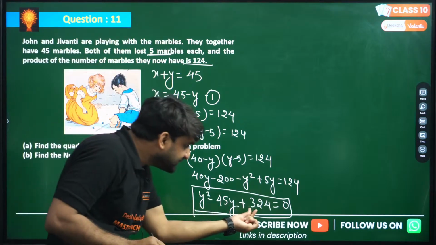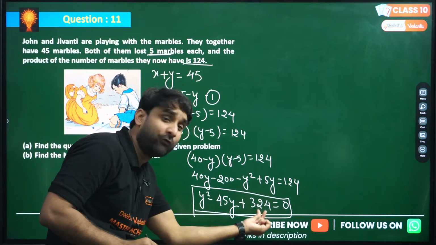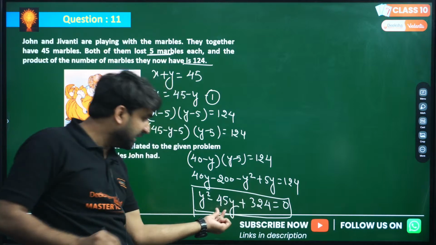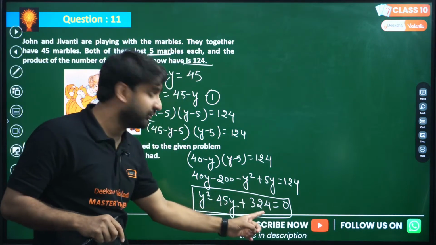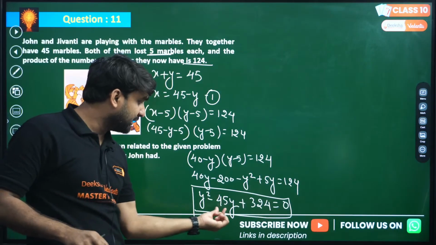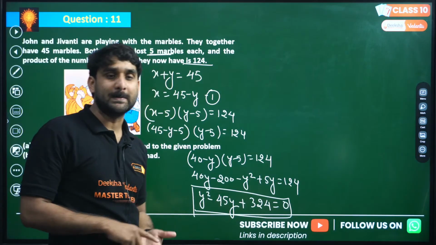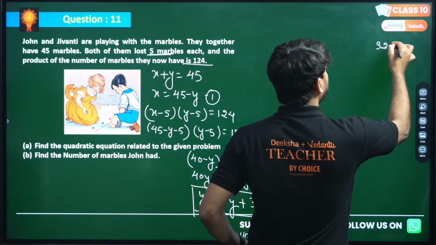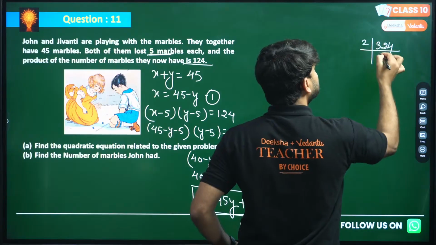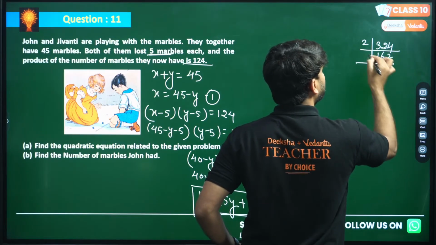Now this is 324, and for 324 you have to split to get 45. You have to find two numbers whose multiplication is 324, and after adding both the numbers, you should have 45. So which number is there? So you have to take LCM for this. Okay, after taking LCM, you all can find out this.